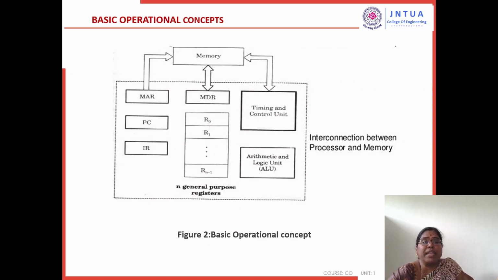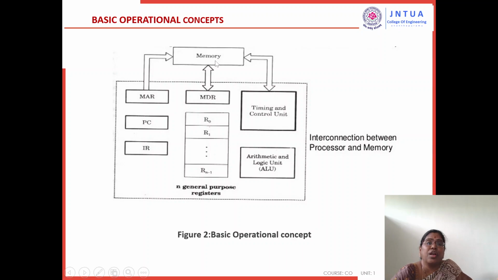This is the basic operation of a computer. When you are storing the program in the primary memory, a program is nothing but a group of instructions. If you want to execute an instruction, which instruction to execute is represented by the PC, the program counter. The address is represented here, and the control will send that information to the memory address register.